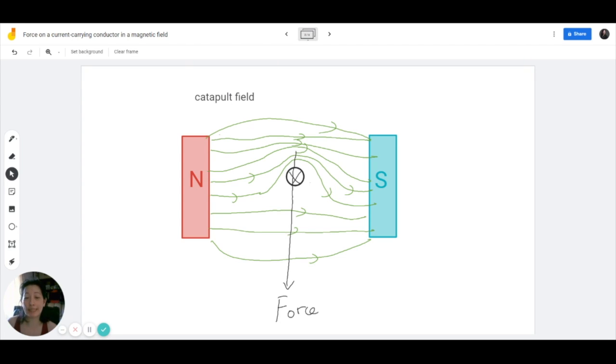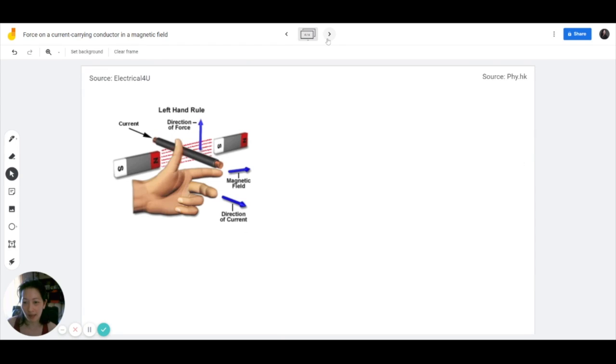So of course, for physicists, we would like to be able to predict this direction of force more easily all the time. We don't want to keep drawing magnetic fields and try to figure out the catapult field and all that direction. So this is where John Ambrose Fleming came up with Fleming's left-hand rule. How to use Fleming's left-hand rule?